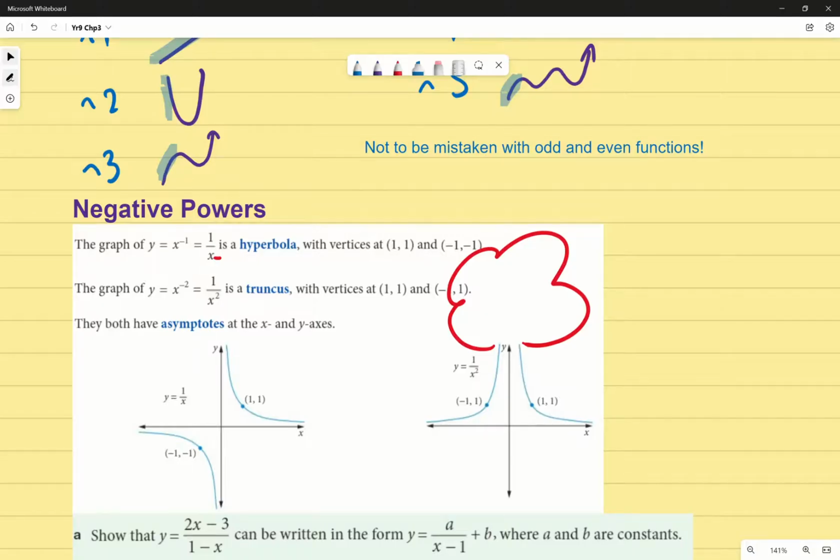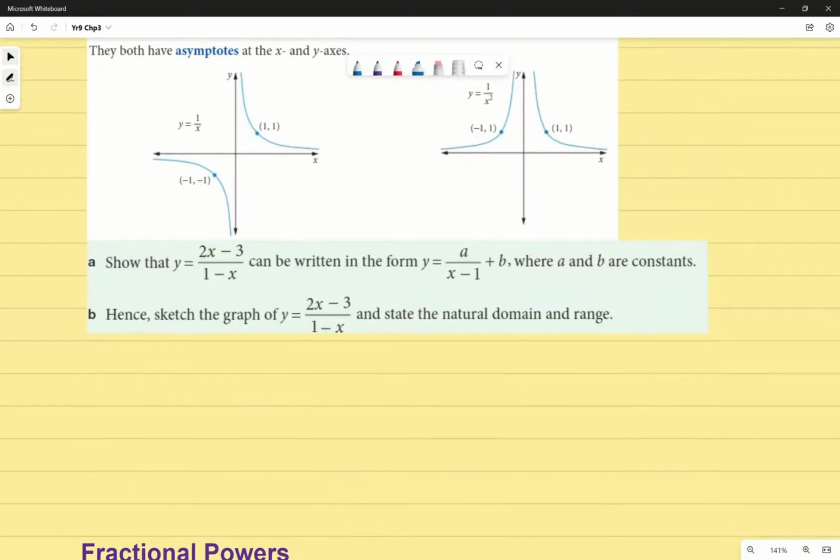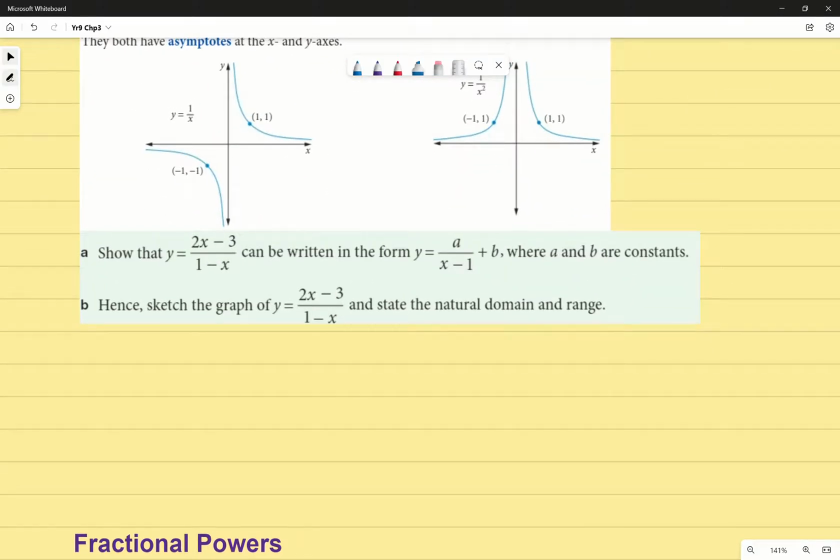Okay, let's do some revision on polynomial division. Show that y equals 2x minus 3 over 1 minus x can be written in the form y equals a over x minus 1 plus b, where a and b are constants. Anytime we're presented with something like this, it looks really awful, but we can rearrange, transpose it, etc. in order to get something that looks like this, and therefore get our asymptotes very clearly.